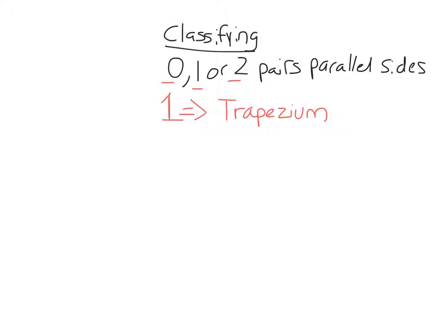So what do they look like? Well, they look like this. They have, sorry for my poor drawing, one pair of parallel sides. So these two sides are parallel but not equal. So obviously this line here and this line here are not parallel. So this has only one pair of parallel sides. It's a trapezium. Trapeziums can also look like this.